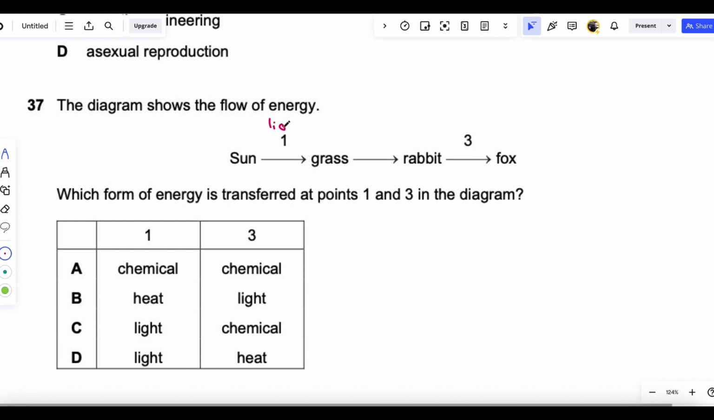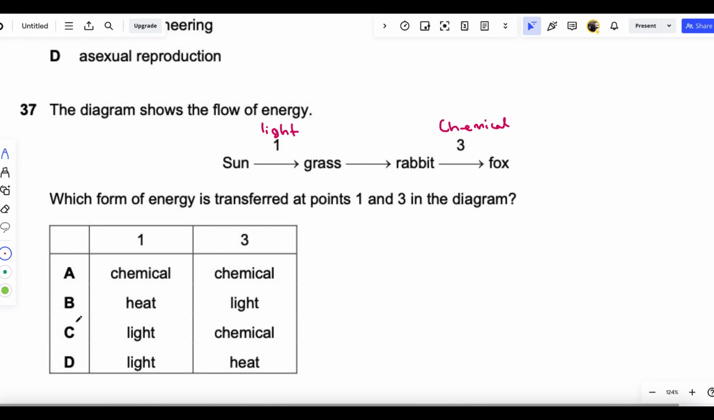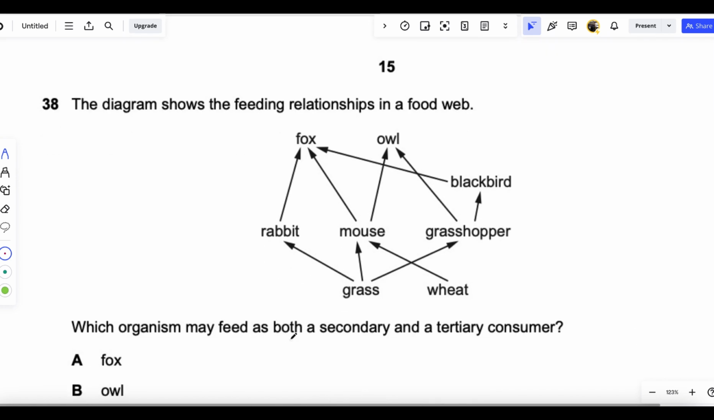From the sun to the grass is light energy, right? They say 1 and 3. From rabbit to fox, which energy? When you eat an animal, you get chemical energy, right? So when the fox eats the rabbit, it gets chemical energy. So we have light energy and chemical energy at points 1 and 3. So our answer becomes C: light energy at point 1 and chemical energy at point 3. Okay, we move to question 38.